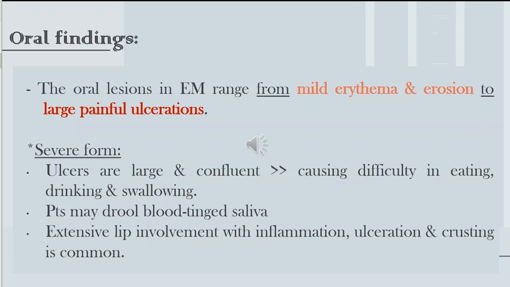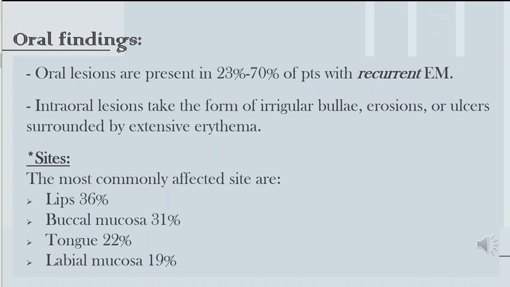الألسر بتخلي البيشنت ما قادر ياكل، ما قادر يشرب، ما قادر يتكلم، ما قادر يبلع. Patient may drool blood-tinged saliva. ليه؟ عندي very extensive exfoliation، فدي حاجة مخلية إنه patient حاصل عنده نزيف بمعنى أوضح يعني. The oral lesions are present in 23 to 70% of patients with recurrent erythema multiforme. Intraoral lesions take the form of irregular bulla, erosion أو ulcer. ممكن نلقاها في كل patient بالشكل. Okay. By extensive erythema. وزي ما احنا قلنا ممكن نلقى البيشنت عنده only oral findings without skin manifestations.